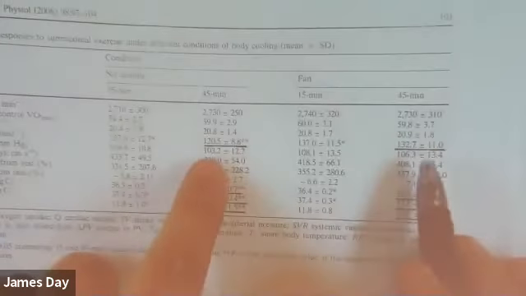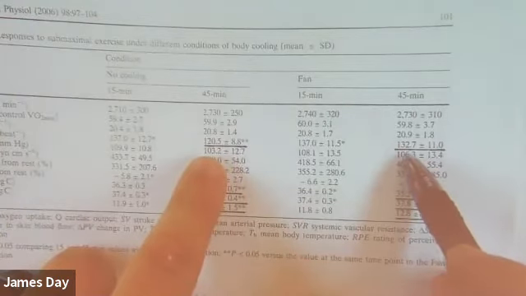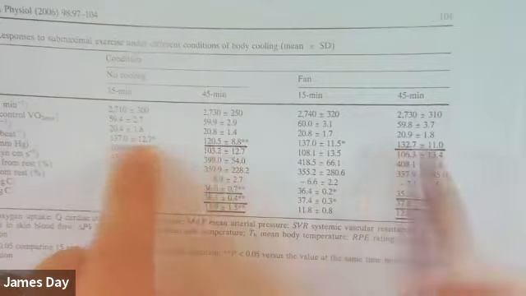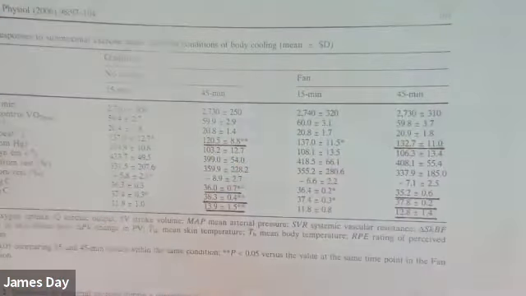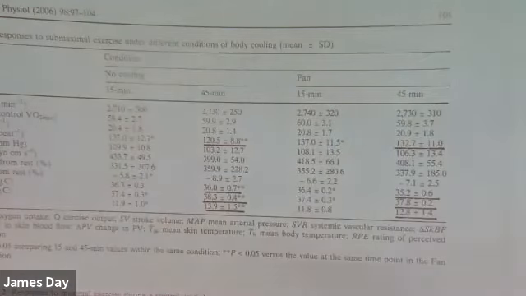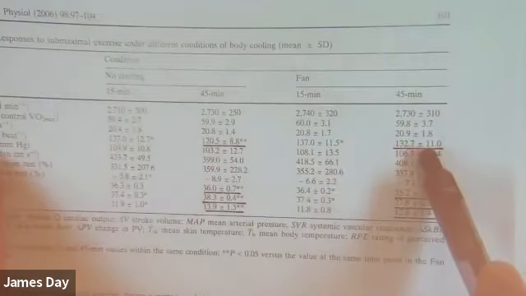Now I know from the stats that these are statistically different. So now what I can do is go through, and it'd be easier with a ruler or something, but you go across: stroke volume was higher in the fan condition.